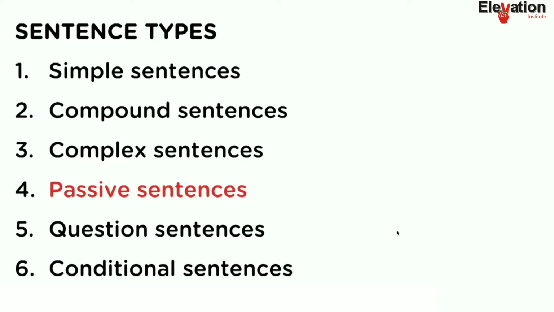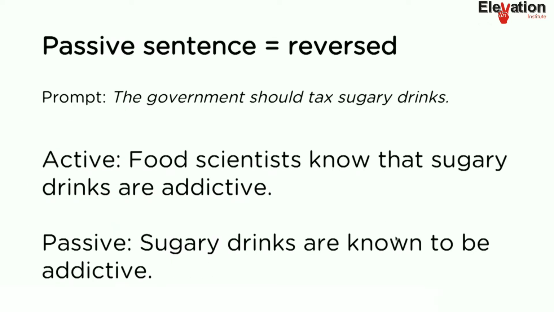Let's have a quick look at the other sentence types before we finish. So passive sentences. So the prompt again, the government should tax sugary drinks. Well, a passive sentence is when you reverse the order of the subject and the object. For example, here's the active sentence. Food scientists know that sugary drinks are addictive. But let's say we want to reverse this order and we don't want to talk about food scientists. We can say sugary drinks are known to be addictive. Okay, so I've created a passive form from the active form there.